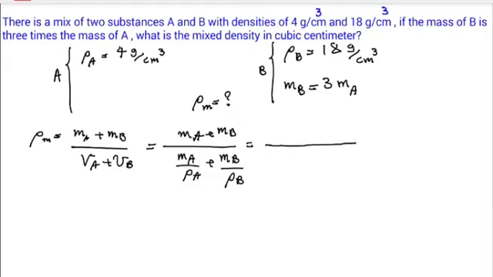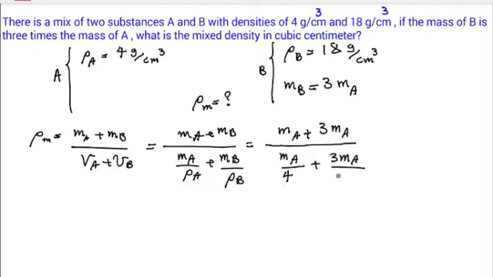is equal to M of A plus M of B, which instead of M of B we write 3 times M of A. So M of A plus 3 times M of A. This is M of B. So instead of M of B we wrote 3 times M of A over M of A over density, which is 4, plus 3 times M of A. Let me correct this part. M of A over 4. 4 is the density of fluid A.